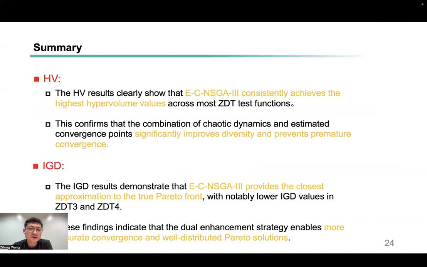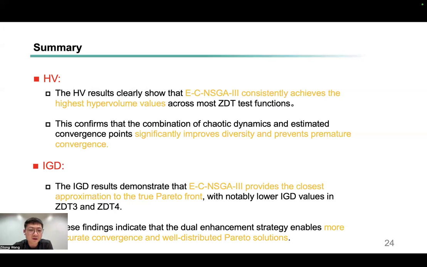The last part is a summary. First, I will talk about the summary of the hypervolume and IGD. The hypervolume result clearly shows ECNJ3 consistently achieves the highest hypervolume values across most ZDT test functions. This confirms that the combination of chaotic dynamics and estimated convergence points significantly improves diversity and prevents premature convergence.